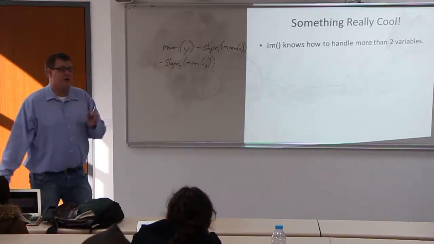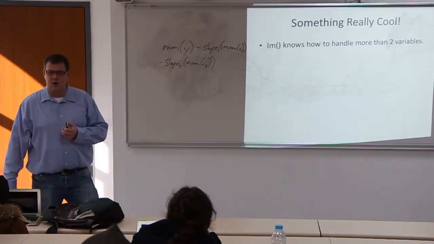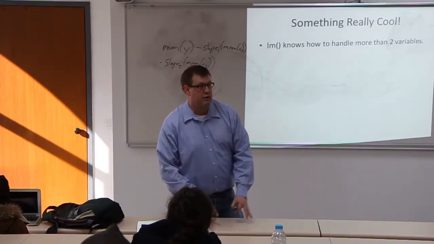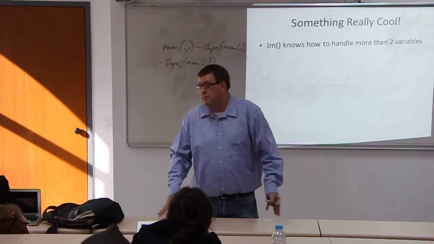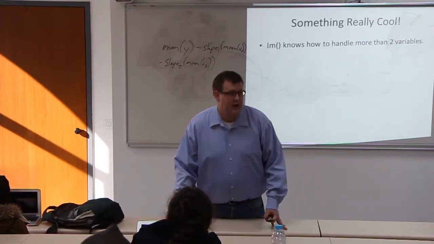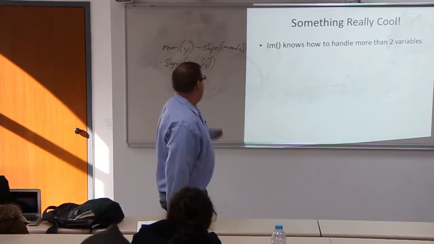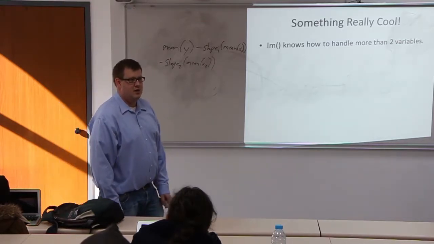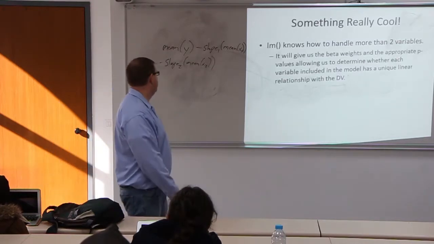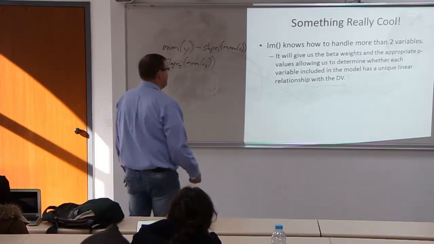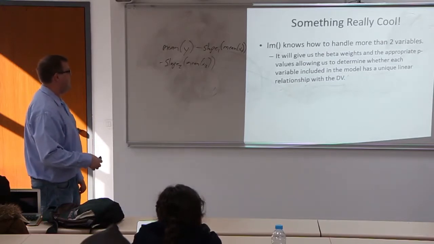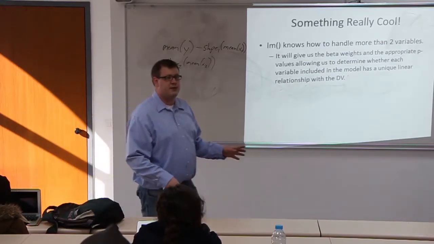Something really cool. LM knows how to handle more than 2 variables. So even though you might not know how to calculate the partials and the semi-partials or the partial regression coefficient that's based on the partial correlation coefficient, LM knows how to get it for you. How? You just need to specify the model. So it will give us the beta weights and the appropriate p-values, allowing us to determine whether each variable included in the model has a unique linear relationship with the dv.